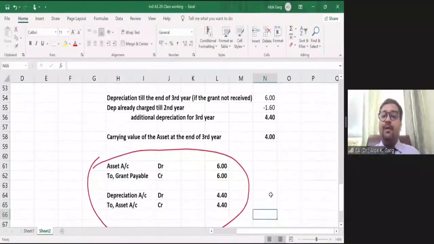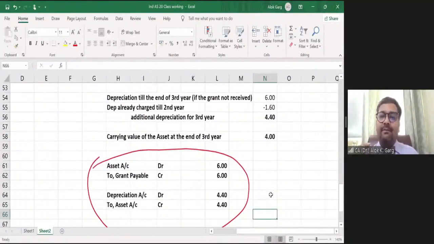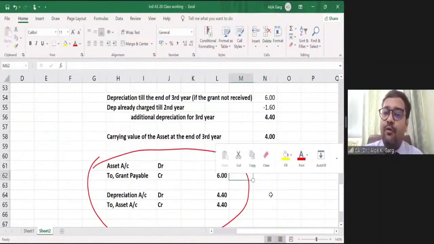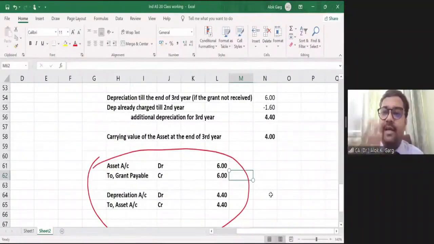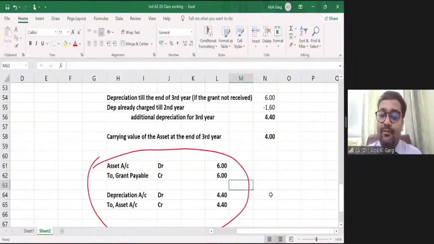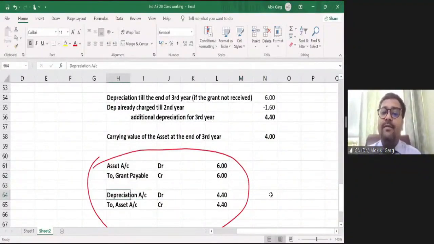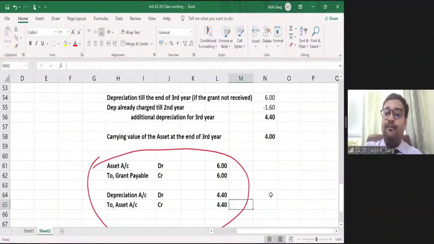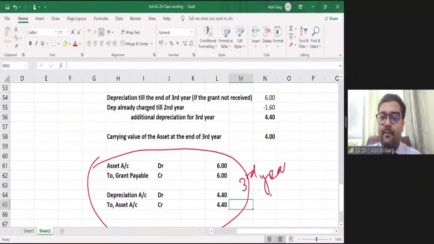If you will see the accounting entry at the time of repayment of government grant, it is asset account debit to grant payable. So at the end of the third year, the carrying value in the balance sheet was 2.4. We have added 6 also, it becomes 8.4. Then we have done the accounting entry, depreciation account debit to asset account 4.4. So now it will become 4 only. So this is the third year accounting entry.